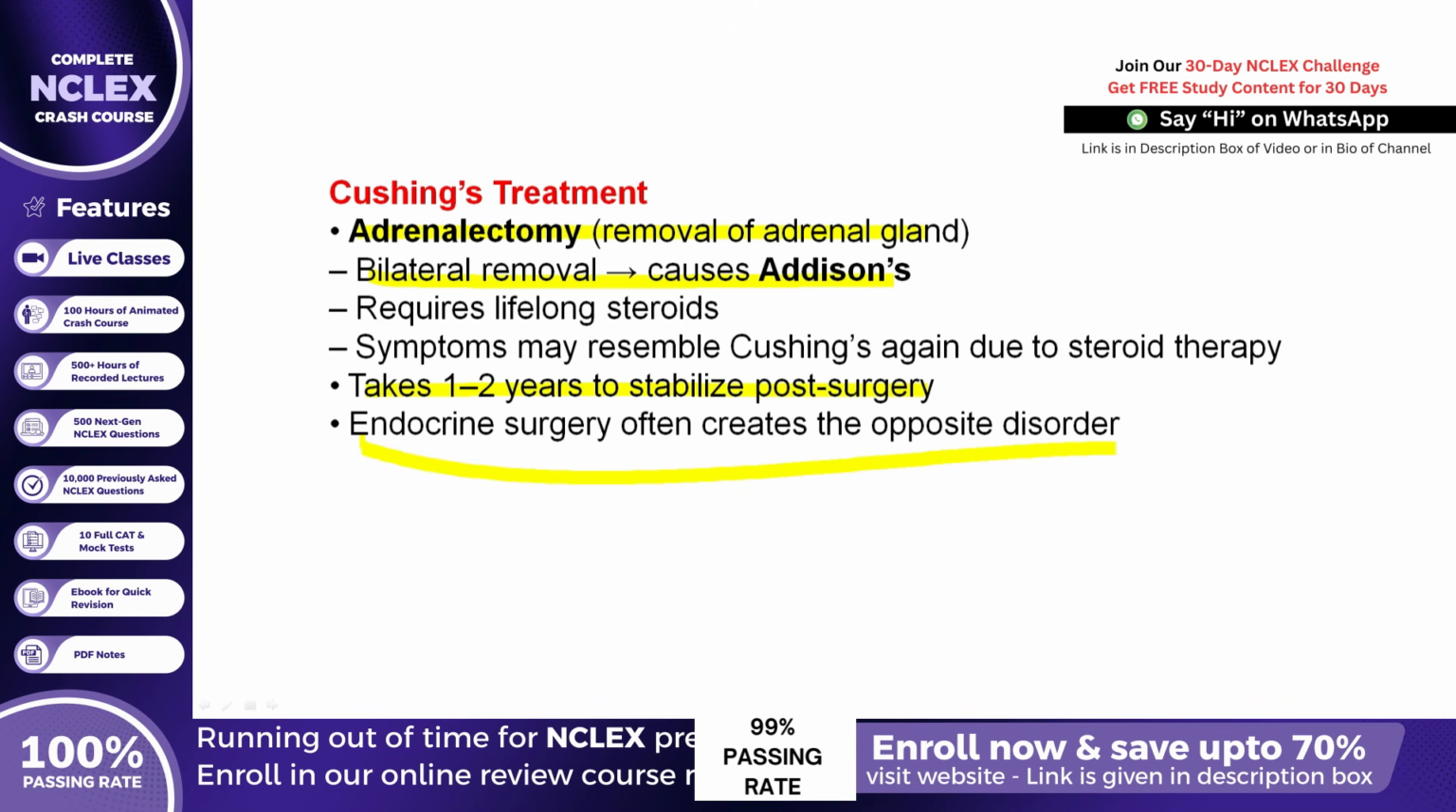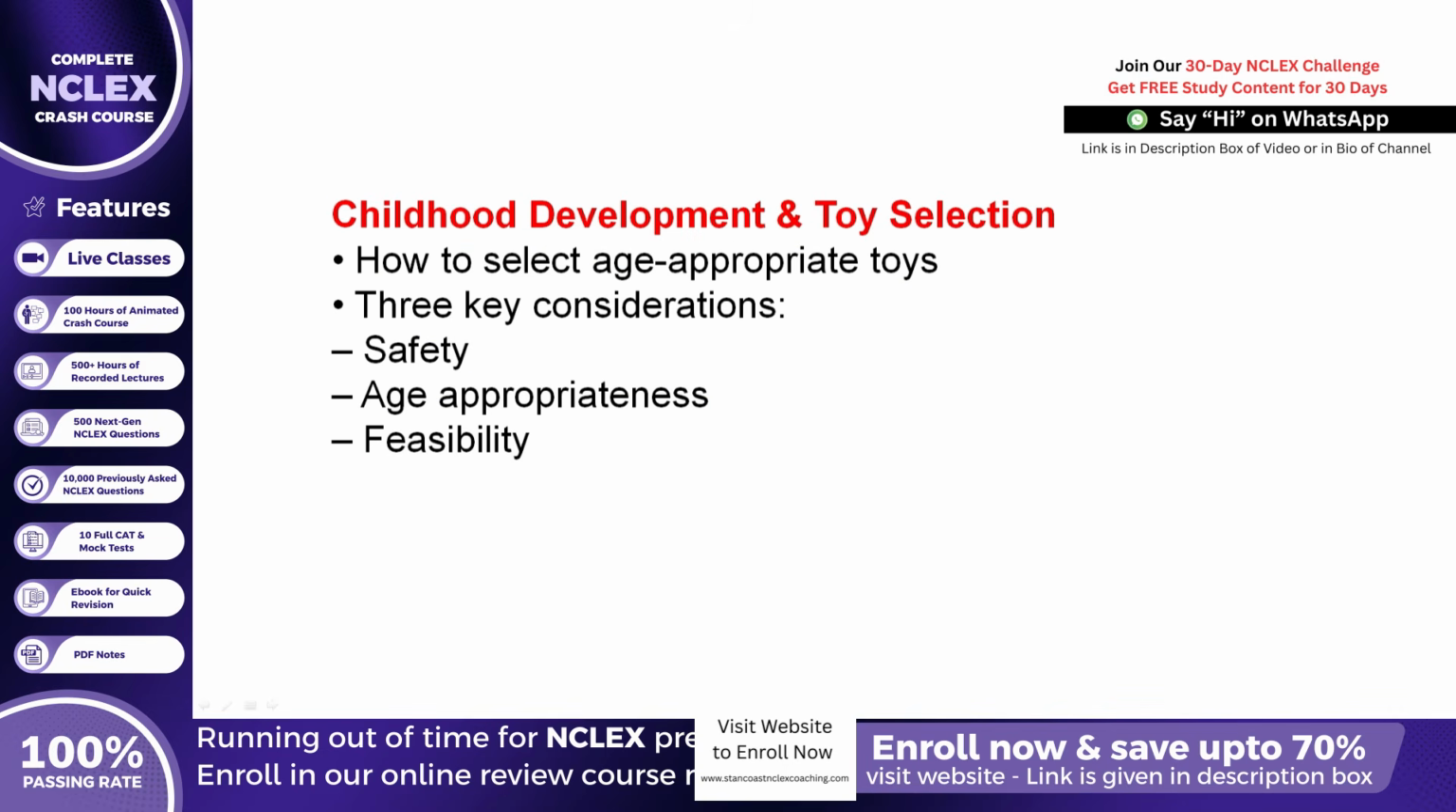Now we transition into childhood development and toy selection, beginning first with how to select age-appropriate toys. Next, we focus on the 3 key considerations. And the first consideration is safety. Then the second consideration is age appropriateness. Finally, the third consideration is feasibility.